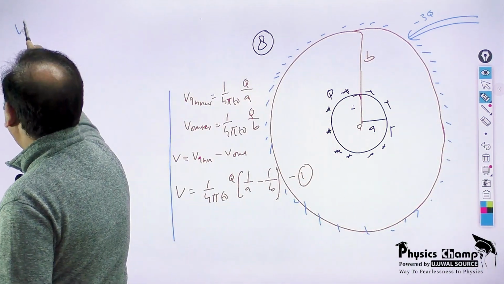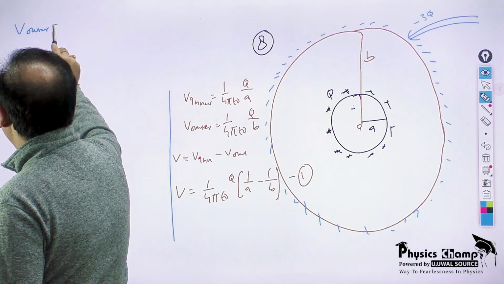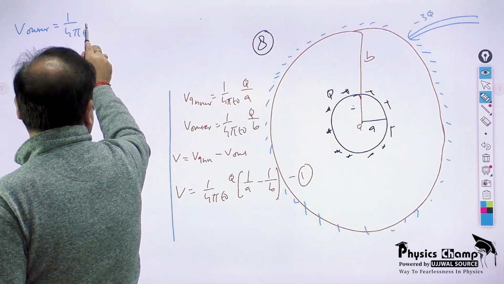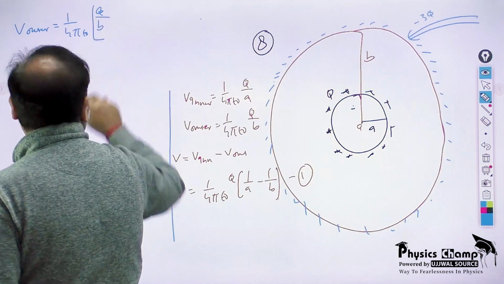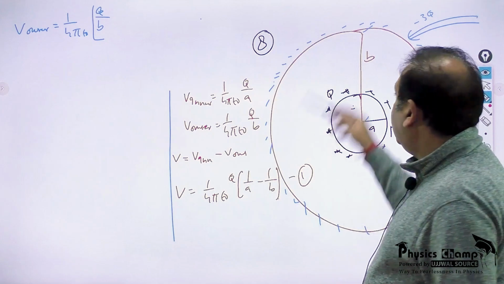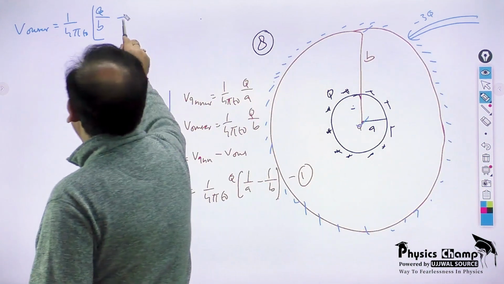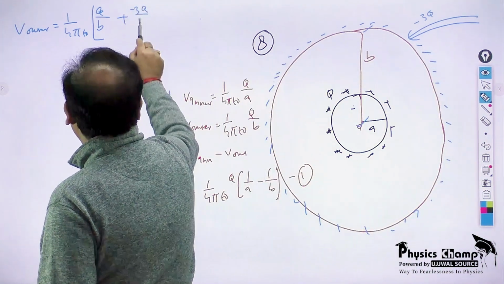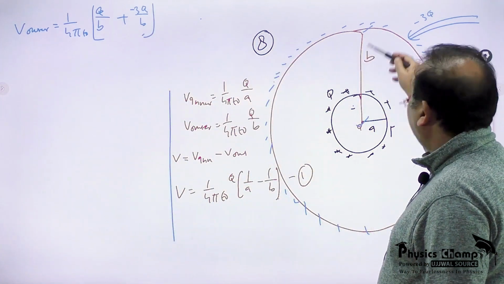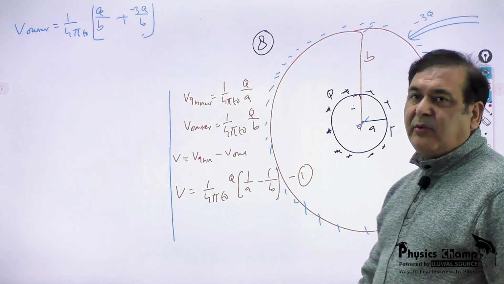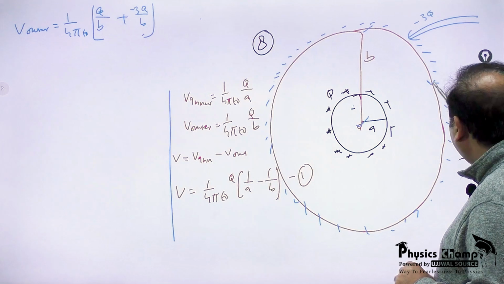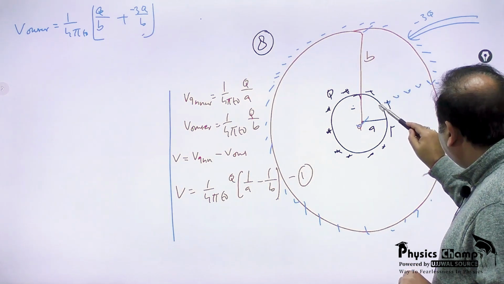So what will be the potential on the outer shell now? It will be 1 by 4 pi epsilon naught Q by B, which is already existing due to this charge. There will certainly be a potential here, and due to its own charge, plus minus 3Q by B. It is minus 3Q on radius B, so it will have its potential due to its own charge. But remember, if there is a potential V that exists here, the same V will also come in.